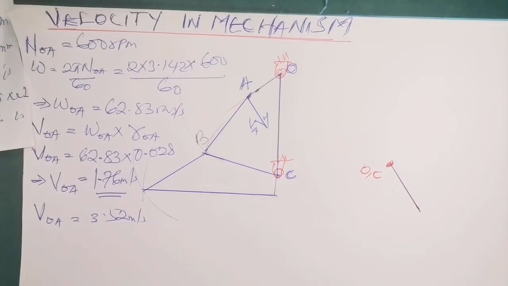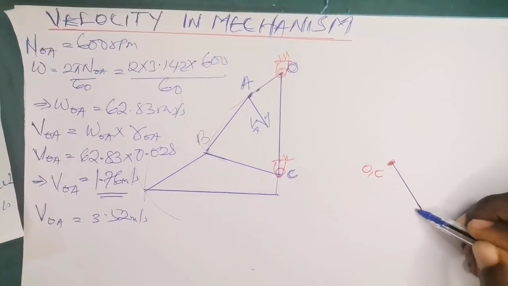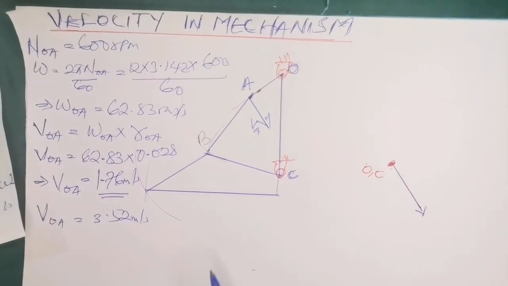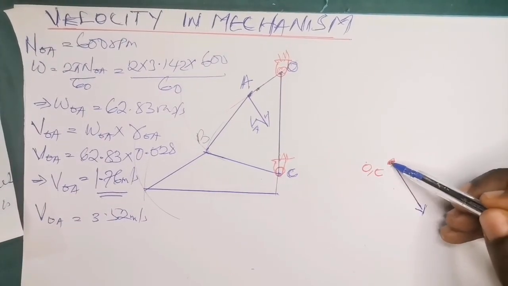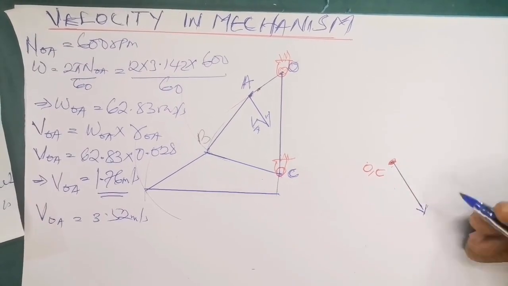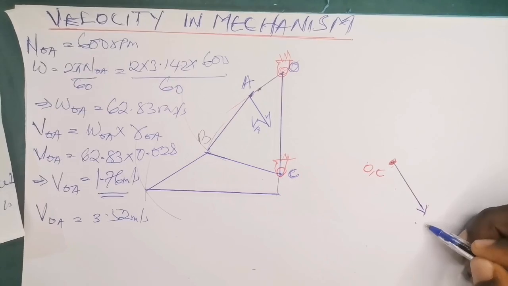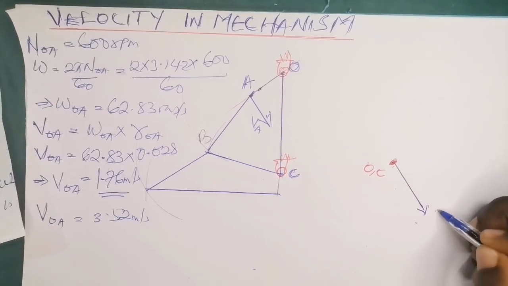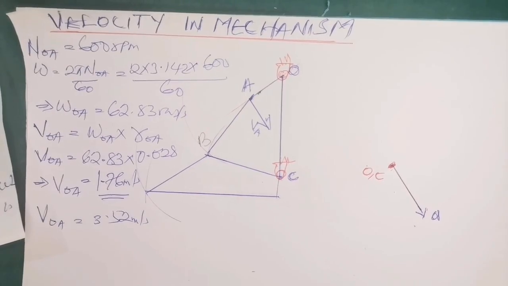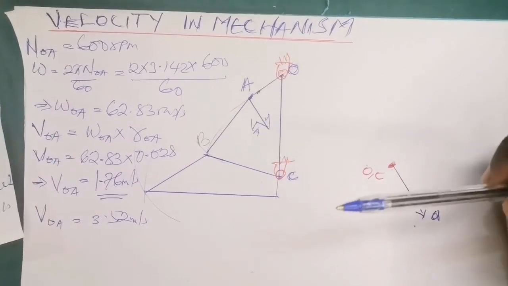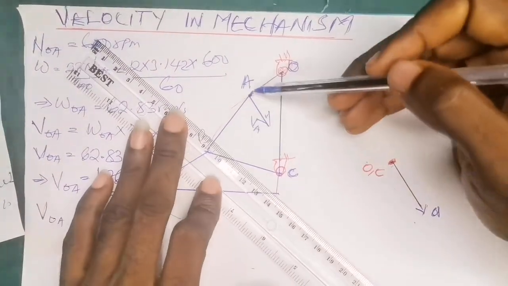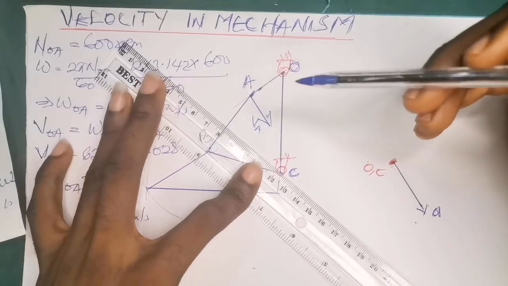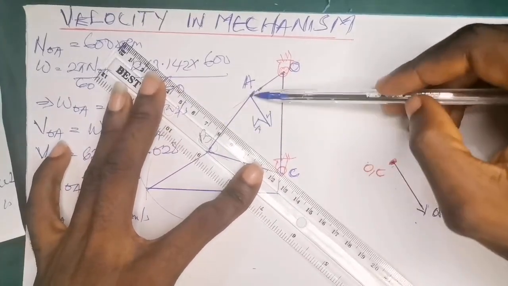All right, so this is our velocity from O to A. Remember, here is the fixed point O, so from O you have here to be A. So this point is simply point A. Now from A, all you need to do is keep drawing perpendicular lines to each of the links. From A, the perpendicular line is simply this, which makes an angle of 90 degrees to this arm AB.